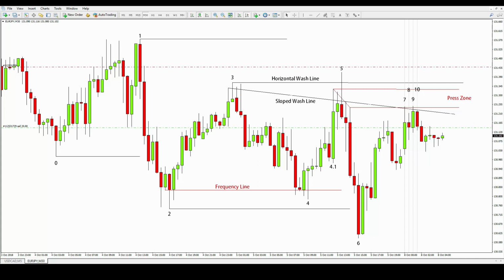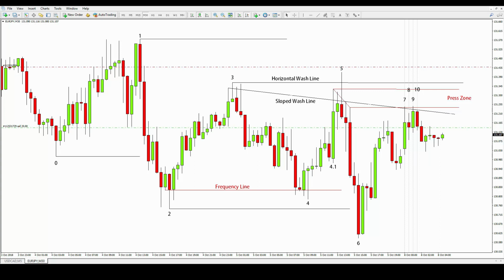That's a good indication, but we usually wait for a bit more than that. In candle 8 we see an inside candle showing that price is making a temporary stop, which agrees with the idea of a short trade. In candle 9 price touches the sloped wash line and the lower limit of the press zone once again. We could have placed a sell limit order at the sloped wash line. That would be the most advanced way of getting into this market in a situation like this.